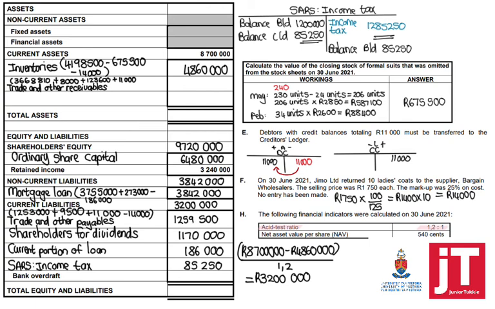If I now solve trade and other payables, then bank overdraft becomes the balancing figure. Once I've calculated now the shareholders' equity, we've got the retained income, we've got shareholders' equity, we've got non-current liabilities, and we do have the current liabilities. We can now solve the total equity and liabilities. You should know that total equity and liabilities should equal your total assets.